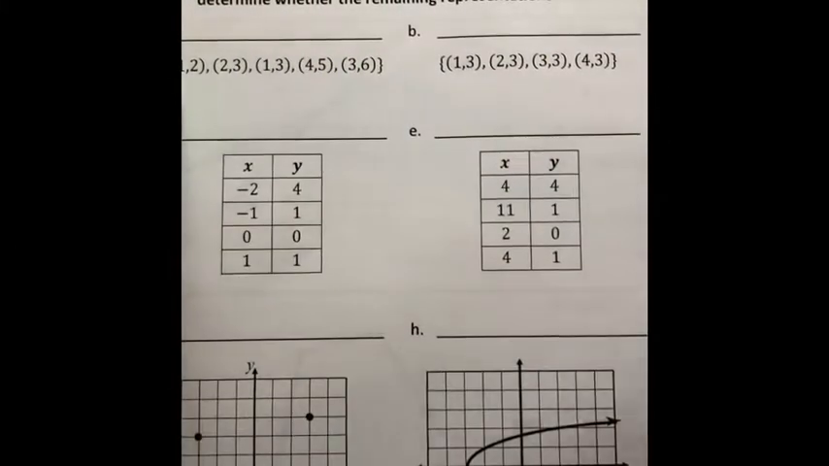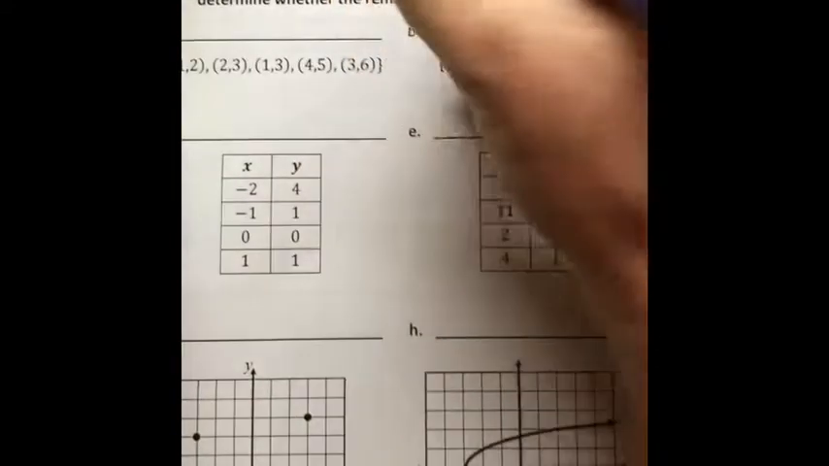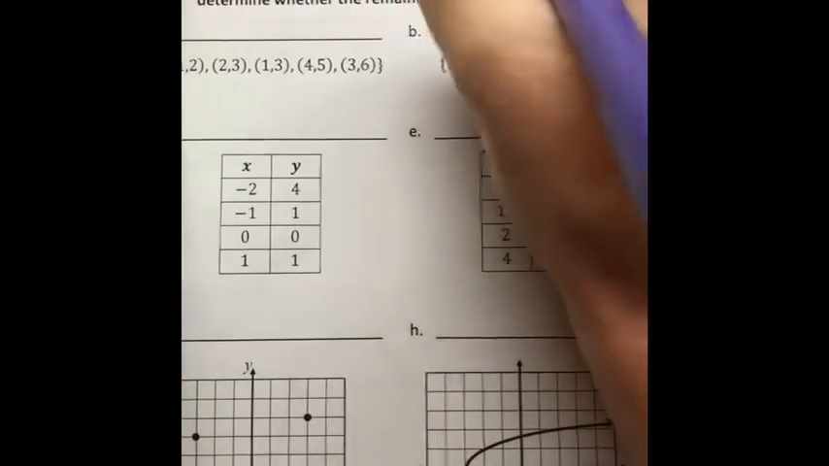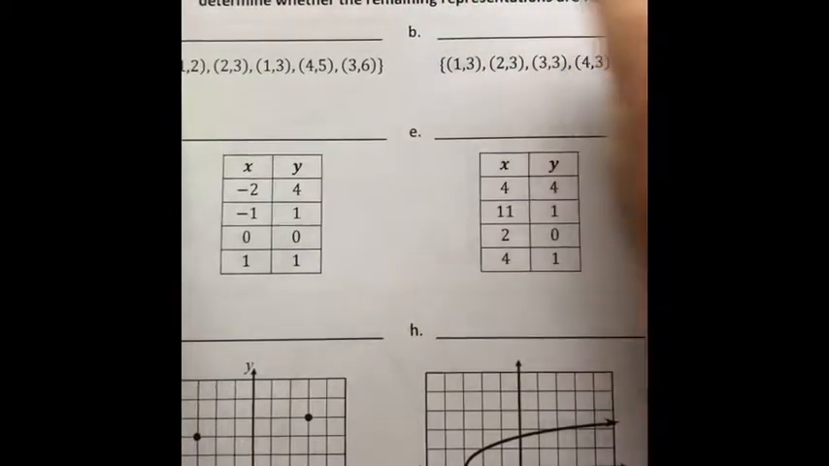Part 2, function or not a function. So here we're making sure that we understand how to identify whether a mathematical relation is a function or not a function. The key feature to a function is that each x value or input has one output.